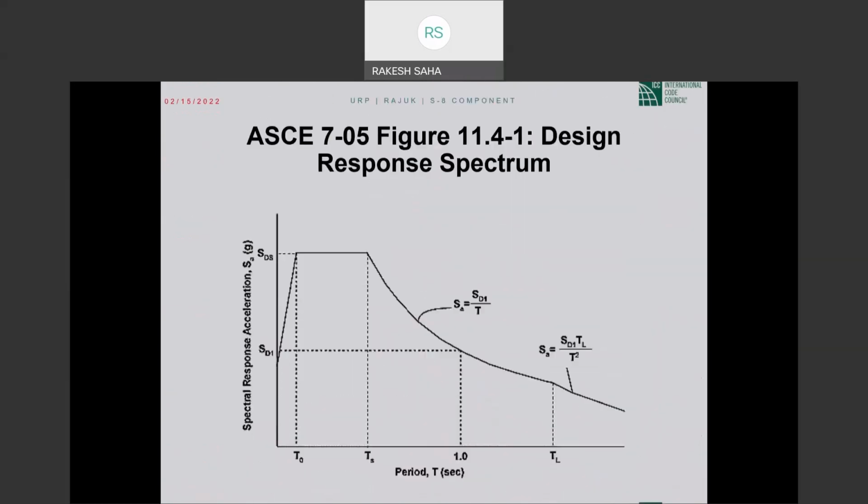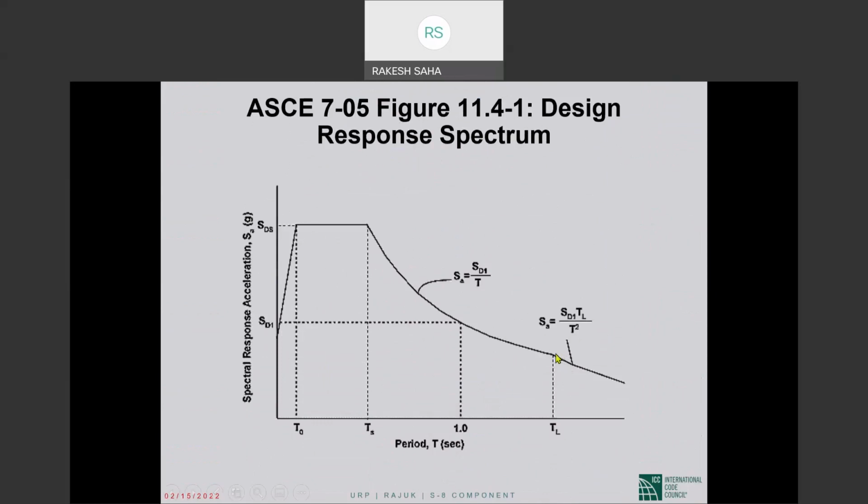No difference between the 2003 IBC and this spectrum, except that we have added something. So this is the constant acceleration part of the spectrum defined by S sub DS. This is the constant velocity part of the spectrum defined by S sub D1 over T. We have added the constant displacement part of the spectrum, varying with 1 over T squared. And this portion starts at a period T sub L that is called the long period transition period in the IBC and ASCE 7. In ASCE 7, T sub L is mapped for the entire United States.